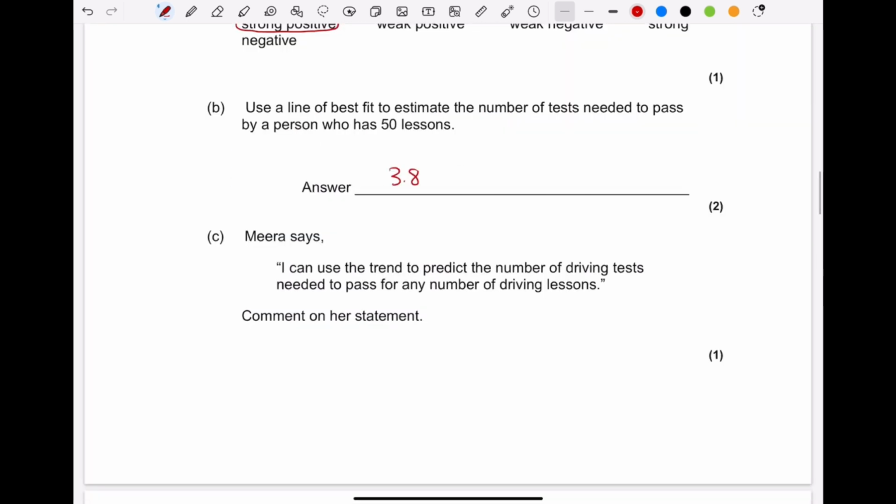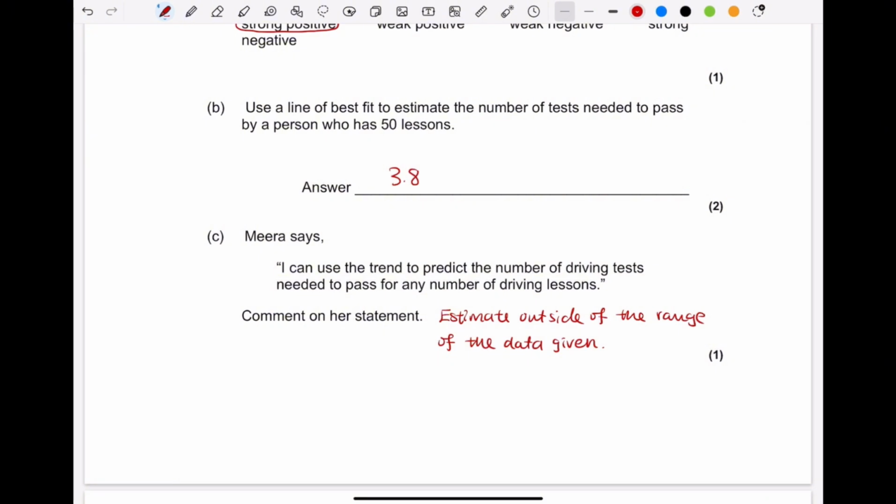The last one: I can use the trend to predict the number of driving tests needed to pass for any number of driving lessons. Now we want to comment on this statement. Estimating outside of the range of the data given is not a good idea because we are extrapolating. It's unreliable. We don't know anything outside of the range of the data given.